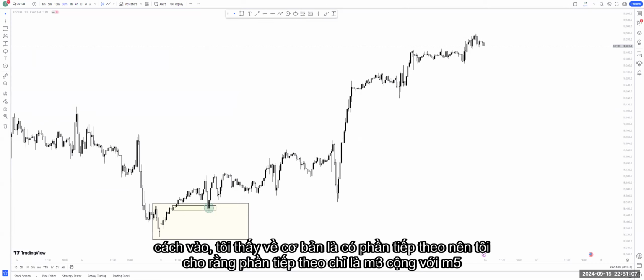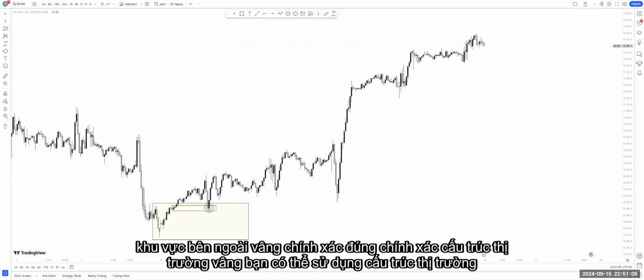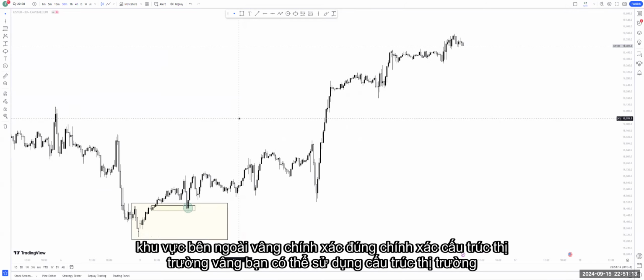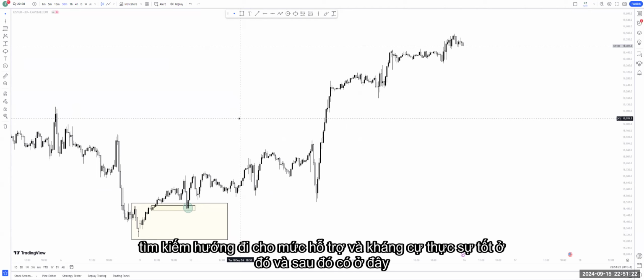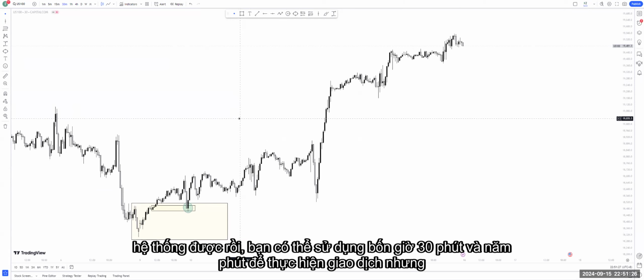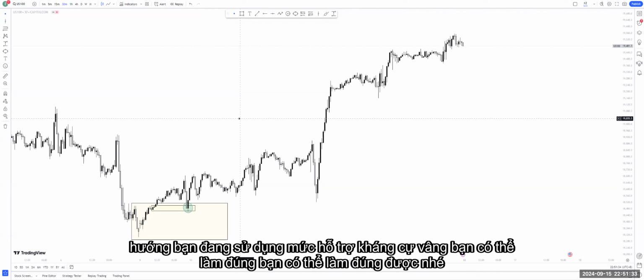So I assume continuation is just M30 plus M5 outside zone. Yes, exactly. The market structure. Yeah, you can use the market structure. Let's just say you are using support and resistance now, and you know how to look for direction for the support and resistance really well. Then in this system, you can use 4 hour, 30 minute, and 5 minute to execute the trade. But your direction, you're using support and resistance. Yeah, you can do it.